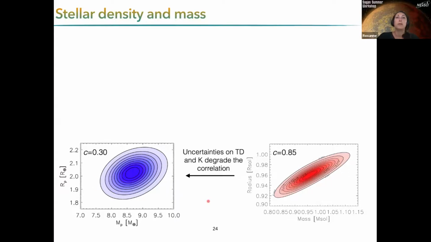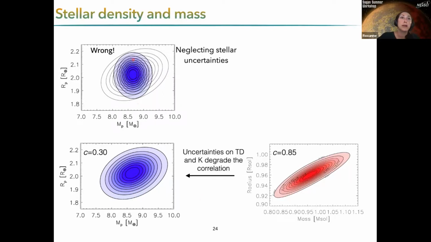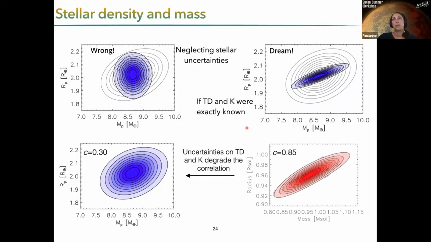And actually, if you neglect the stellar uncertainties, here is what the ellipse will look like for the planet. So this was also for the planet. So this is what it will look like if no stellar uncertainties. And if the transit depth and the semi-amplitude were known exactly, we will have a very, very narrow ellipse like this. So of course, that's what we are looking for.